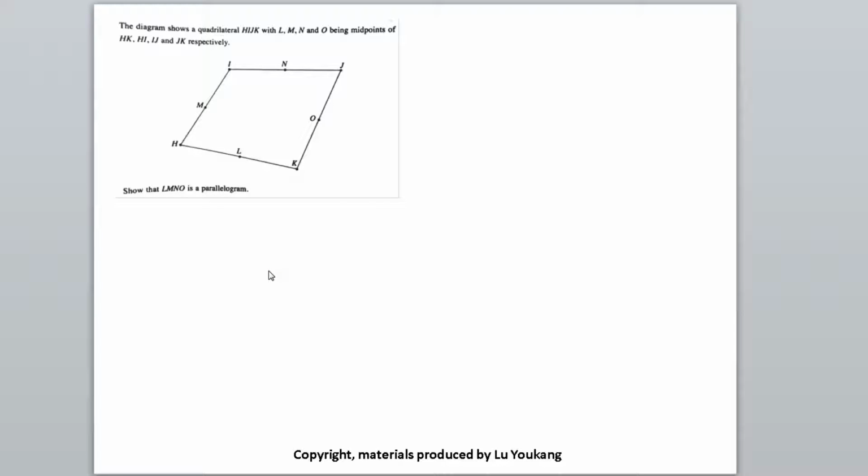Now, let's take a look at this slide and a new question. The diagram shows a quadrilateral HIJK with L, M, N, and O being midpoints of each side. So quadrilateral means a four-sided polygon, and it need not be a regular shape. And as you can see, M, N, O, L are the midpoints of each side. And we have to show that LMNO is a parallelogram.